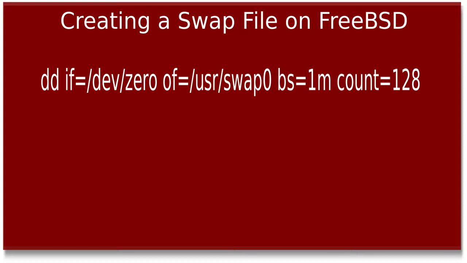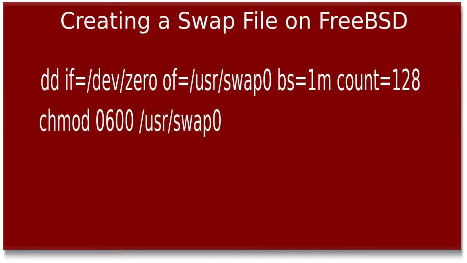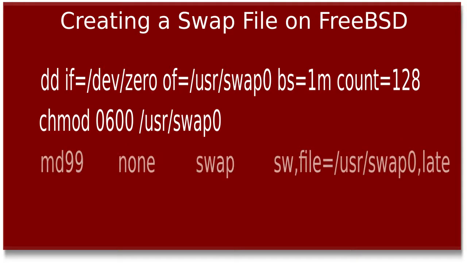First, we need to create the swap file. Then you need to set the proper permissions for the new file. Thirdly, you need to inform the system about the file by adding it to the fstab, or the file system table. And then to activate the swap file immediately, you need swapon.